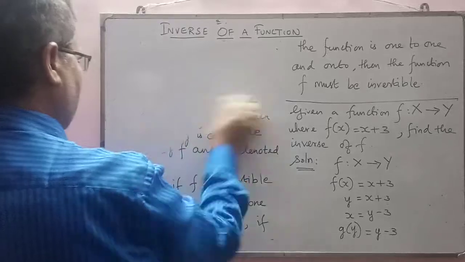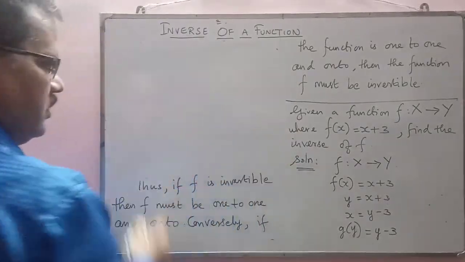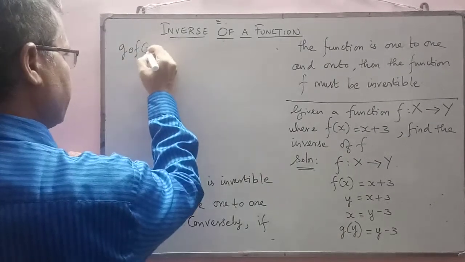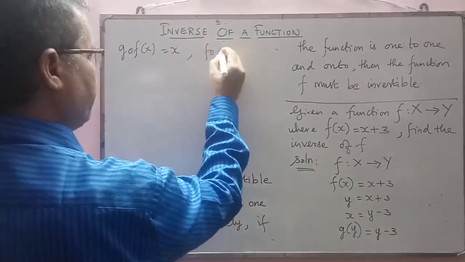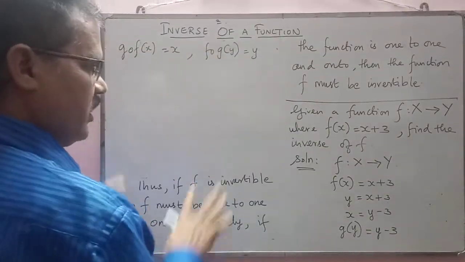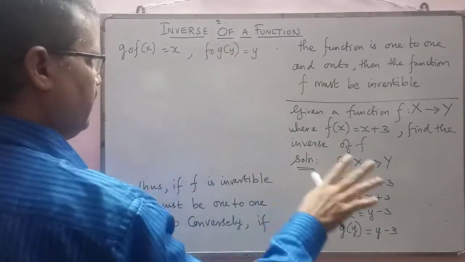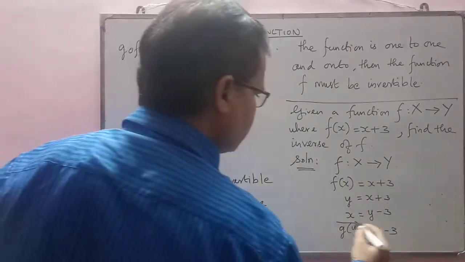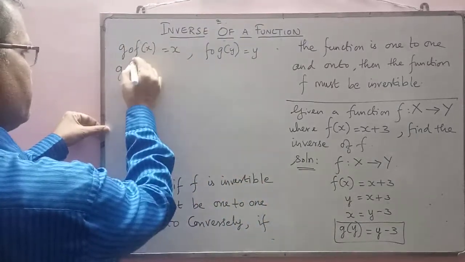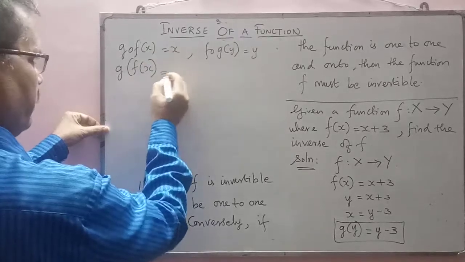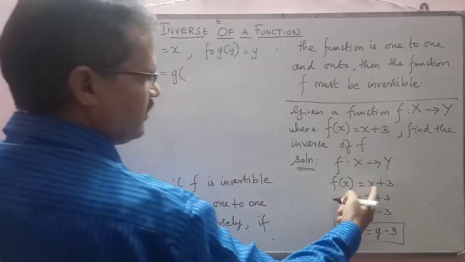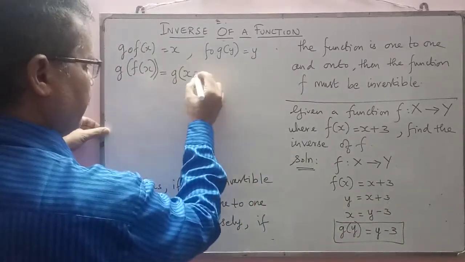Okay, children. Now what are the two things we have to prove? One is g o f of x equals x, we have to prove. Then f of g of y equal to y. If you are able to prove these two things, then you can say inverse exists and g of y is the inverse. We'll confirm that g of y, y minus 3, is the inverse. Let us start with the first one. g o f of x, which means g of f of x. We are going to prove that this is equal to x. g of, what is f of x function? x plus 3.